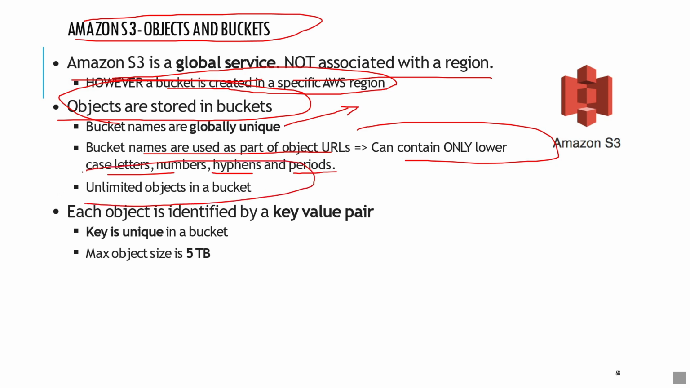We can create unlimited objects in a bucket. Each object is identified by a key value pair. The key is in a bucket, and the maximum object size is 5 terabytes.